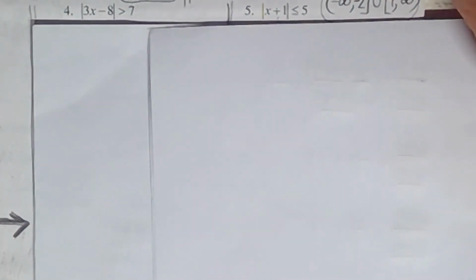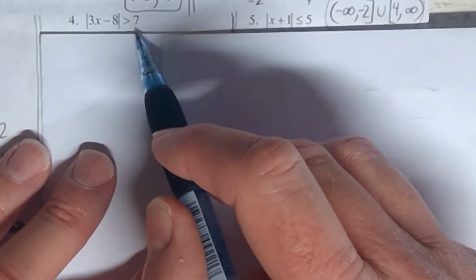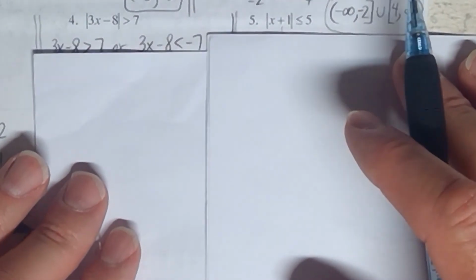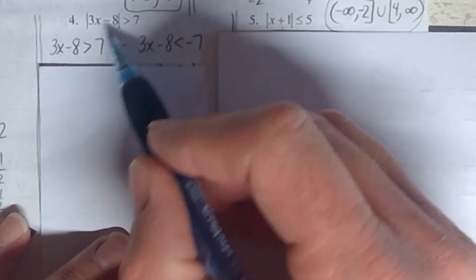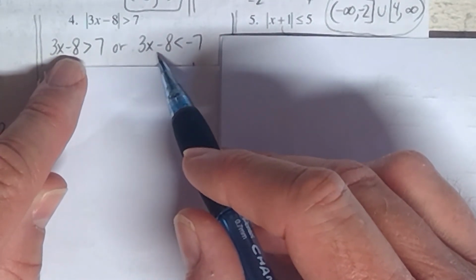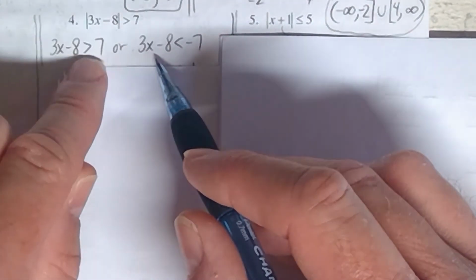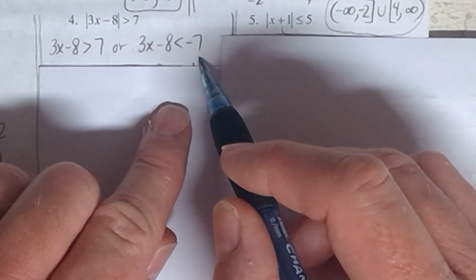Number 4. As you can see, it's rule number 4 because the absolute value is greater than. And so let's get started with that. Since it's rule number 4, we write down the inside of the absolute value bars twice, in these two spots. And rule number 4 says to do greater than the bigger, less than the smaller.